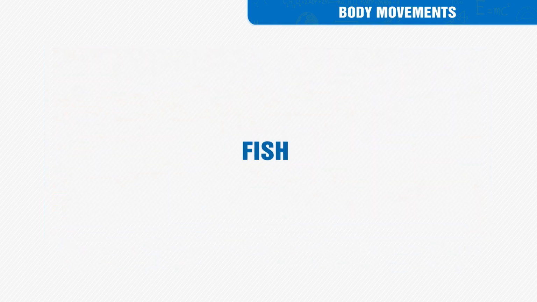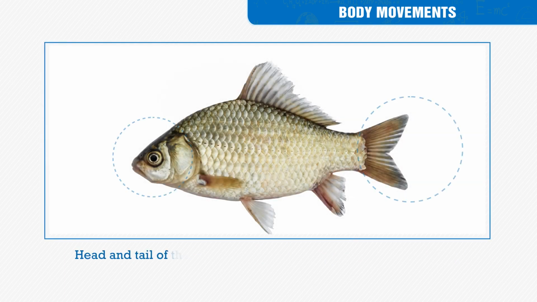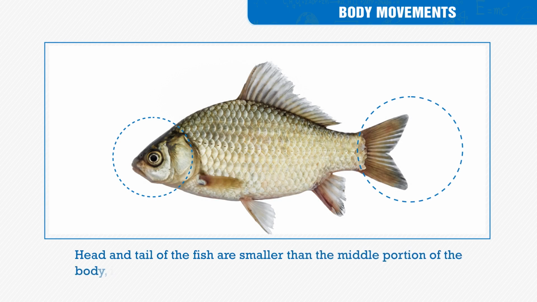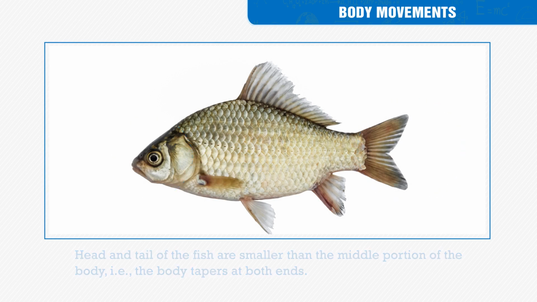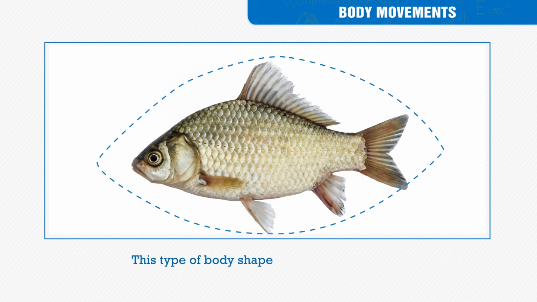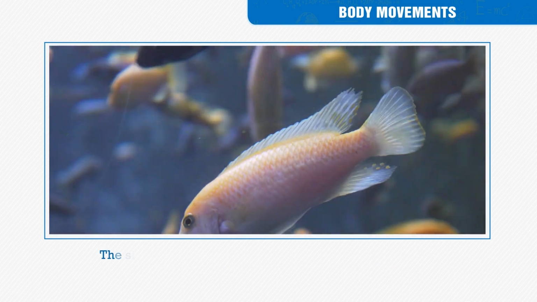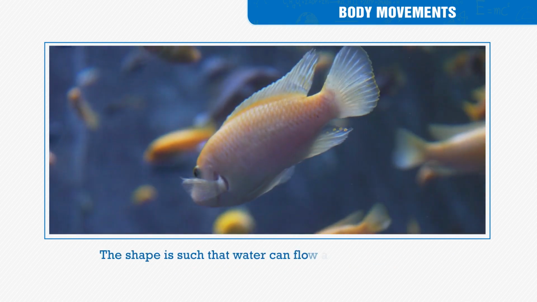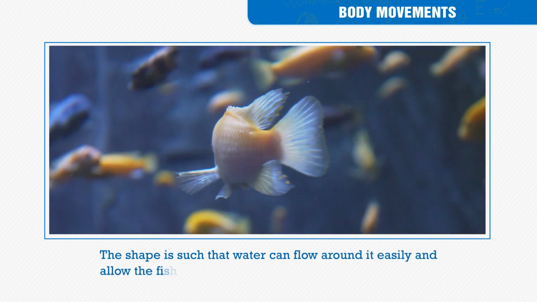Fish. Head and tail of the fish are smaller than the middle portion of the body. That is, the body tapers at both ends. This type of body shape is called streamlined. The shape is such that water can flow around it easily and allow the fish to move in water.